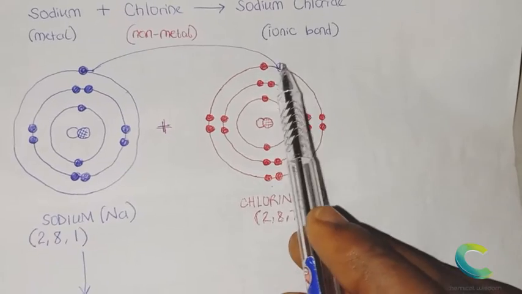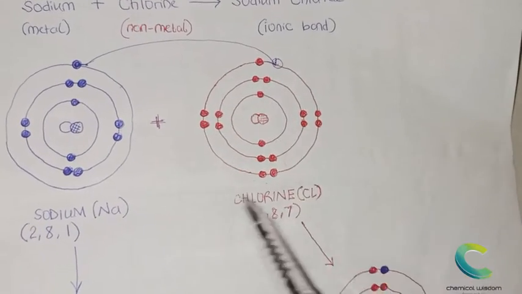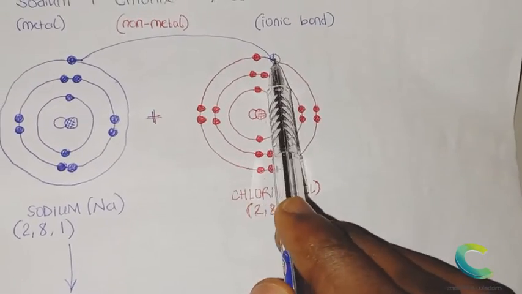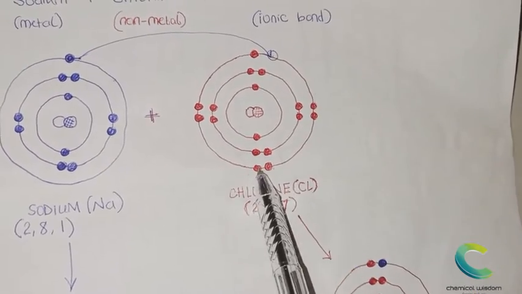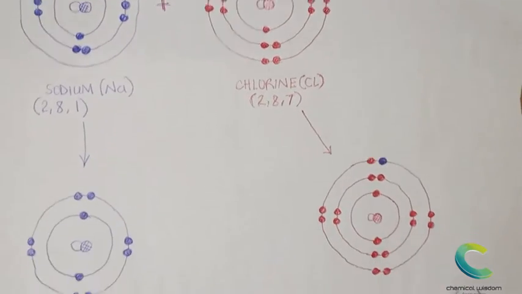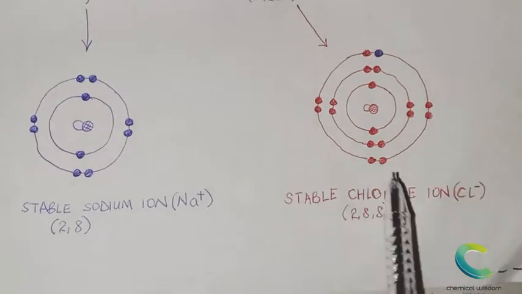What does that mean? The chlorine now has 8 valence electrons. It now has a stable shell, a stable electronic configuration. Look at this now as 1, 2, 3, 4, 5, 6, 7, 8. This is what the new chlorine atom, known as the chlorine ion, looks like. This is the sodium and this is the chlorine.